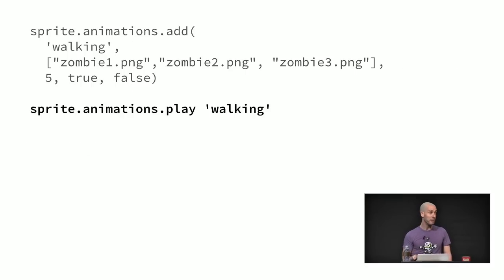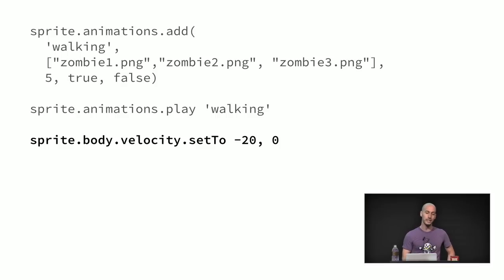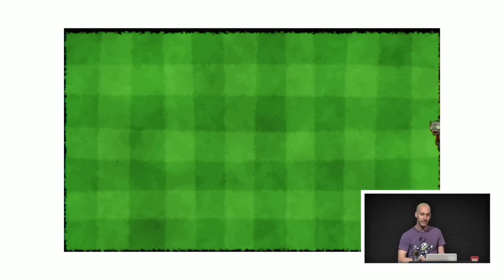And that's how you play an animation. So we've put them on the stage, we've made an animation, we tell the sprite, play this animation, and then Phaser will handle all the rendering there. We'll also set his velocity to -20 along the x-axis, which will move him in that direction. And that looks like this.